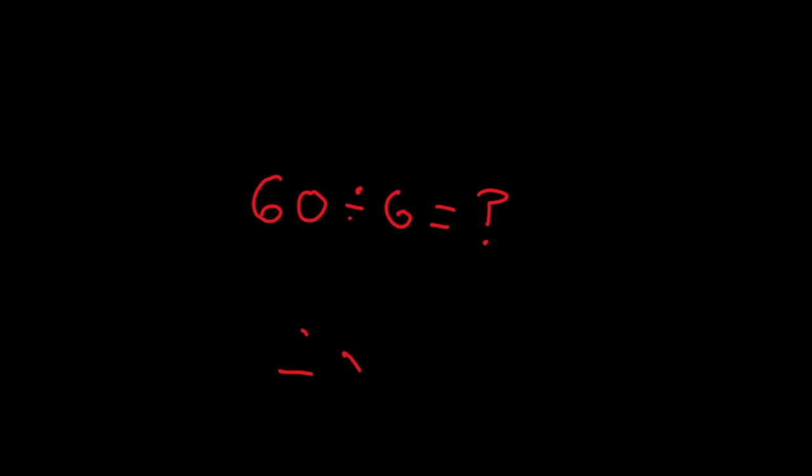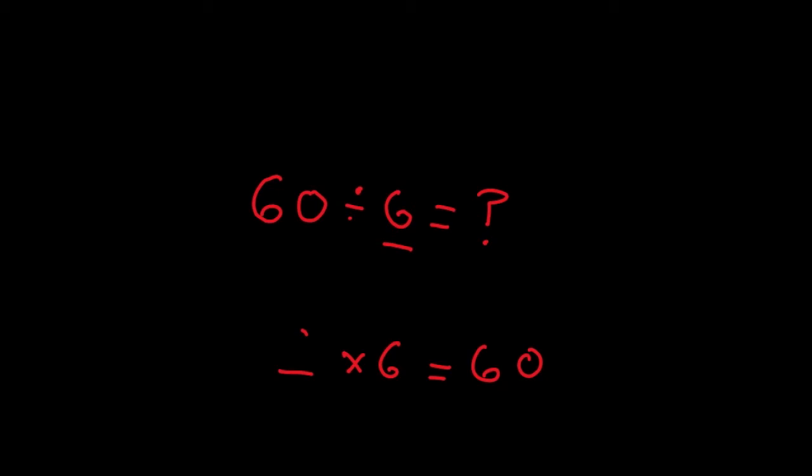Let's get started. So first problem, 60 divided by 6. Let's say your parent asks us to solve this problem and you did not know how to solve it, but you do know your multiplication facts really well. So how we can do it is blank times 6 equals 60. And the blank would be the answer here.